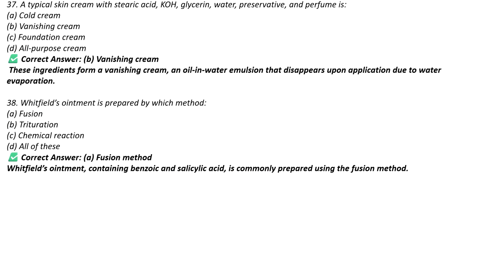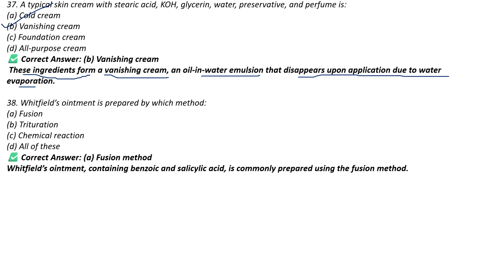So moving on to the next question, a typical skin cream with a composition of stearic acid, potassium hydroxide, glycerin, water, preservative, and perfume is: options are cold cream, vanishing cream, foundation cream, or all-purpose cream. So these ingredients mentioned in the question, that is stearic acid, potassium hydroxide, glycerin, water, preservative, and perfume, basically are the composition of a vanishing cream. And a vanishing cream is an oil and water emulsion that disappears upon application due to water evaporation. So we can say option B, that is vanishing cream, is the correct answer for this question.